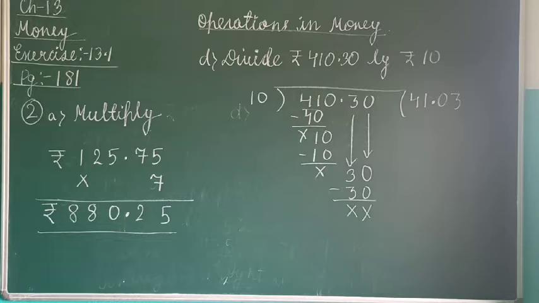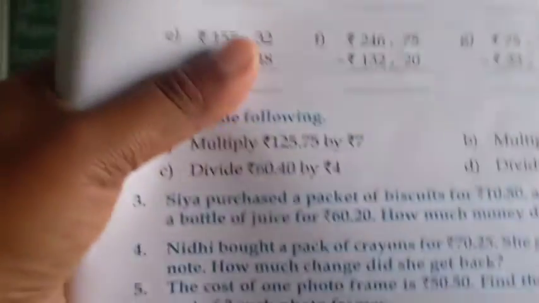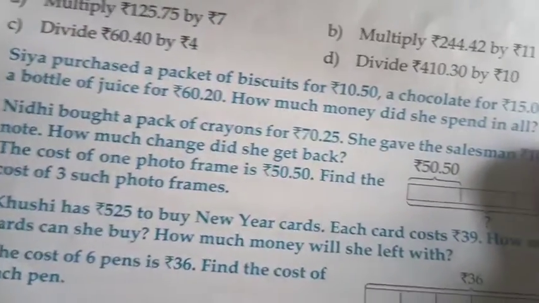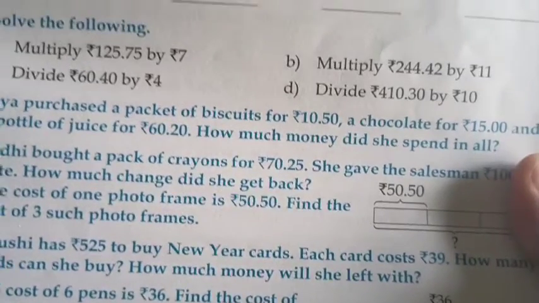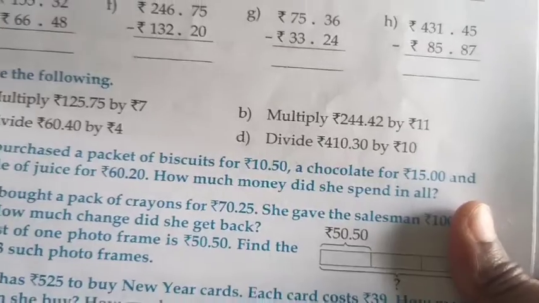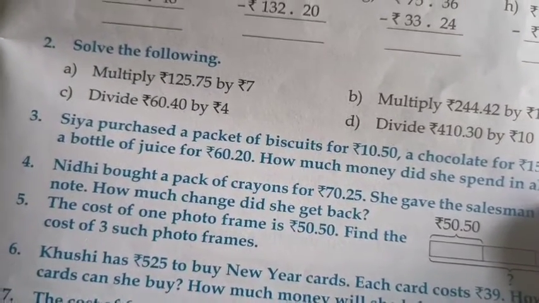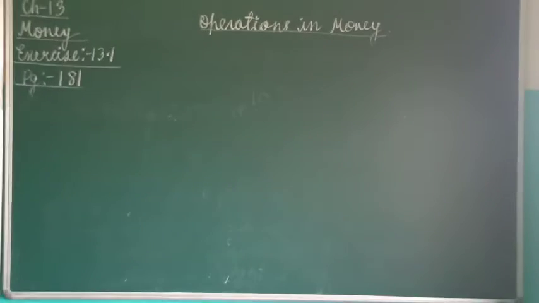Now we will see some of the word problems. Okay. Now the first question is question number 3. You see, Sia purchased a packet of biscuits for rupees 10.50, 10 rupees 50 paise, and a chocolate for rupees 15, and a bottle of juice for rupees 60.20, 60 rupees 20 paise. So how much money did she spend in all?